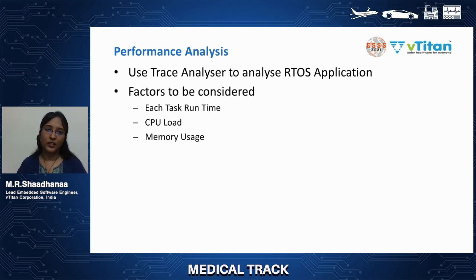What should we look at inside a trace analysis? These are the factors to be considered for an RTOS-based application. You should check the runtime of each task, how much CPU load each task is taking, and what the memory usage is. These are very important factors for performance analysis. So I'd like to show an example here.